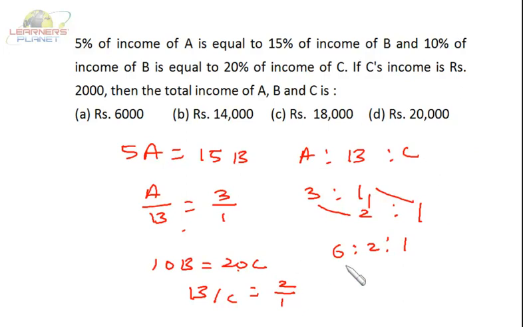Now if C's income is rupees 2000, we have to find out the total income of A, B and C. Now C's income is here, it's one part. Now one part is 2000 and the total income is 6, 2 and 1, that is 9 parts. If one part is 2000, 9 parts will be 18,000. So the total income of A, B and C will be 18,000. I hope you are clear. A very simple application of percentage as well as ratio and proportion.